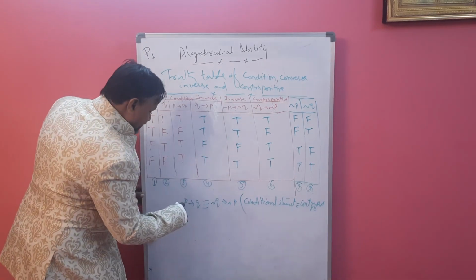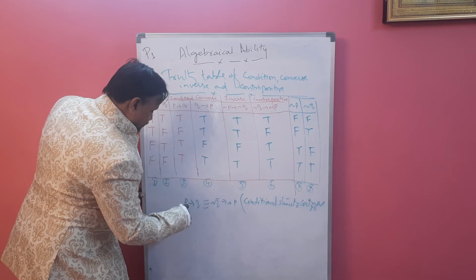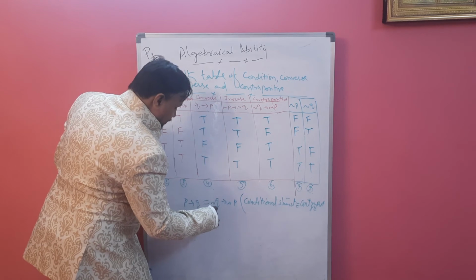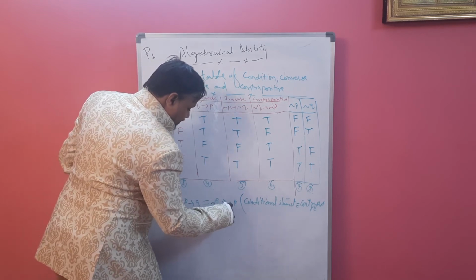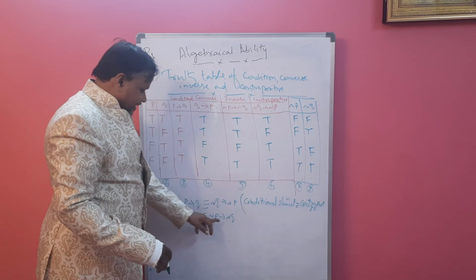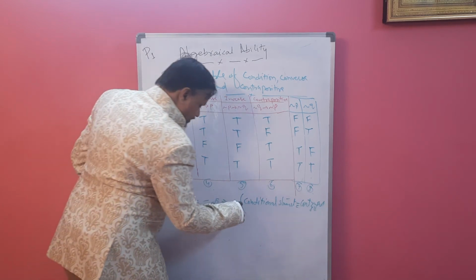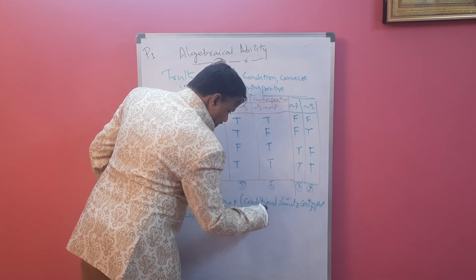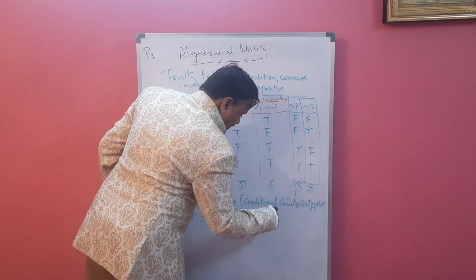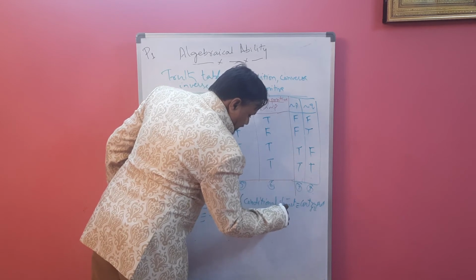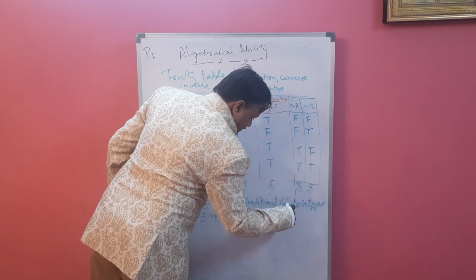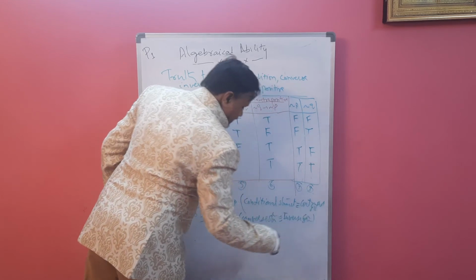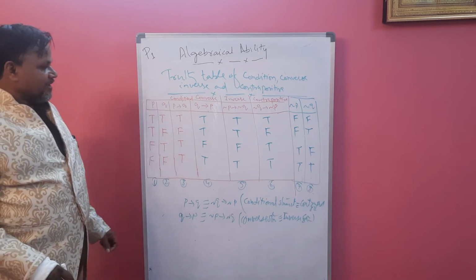Okay, and these two, converse and inverse, T T F F T T. Again we can write that converse Q implies P is similar to negation P implies negation Q. This is called inverse, this is converse. Converse statement is similar to inverse statements. These are the things you have to remember here.